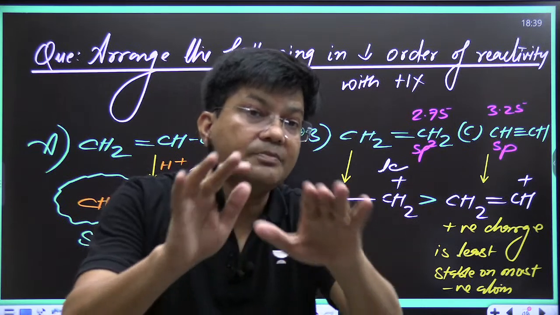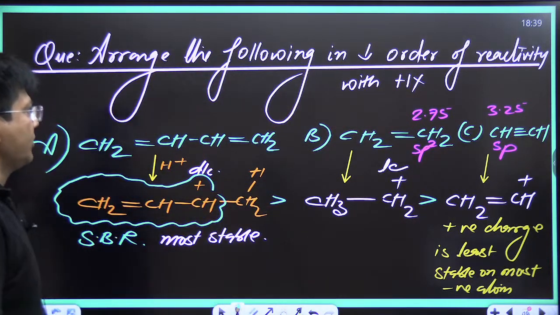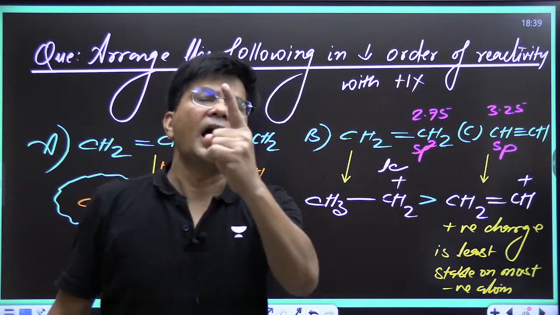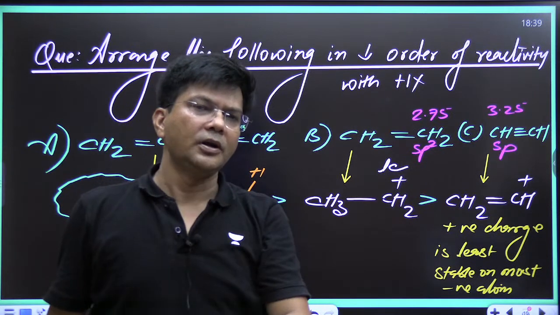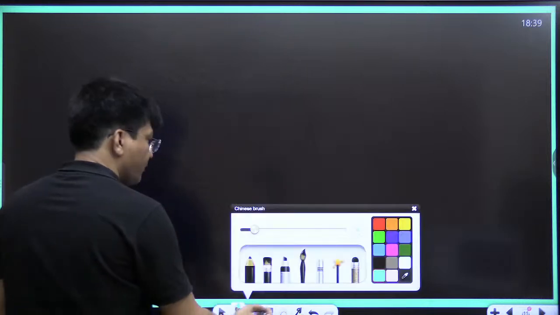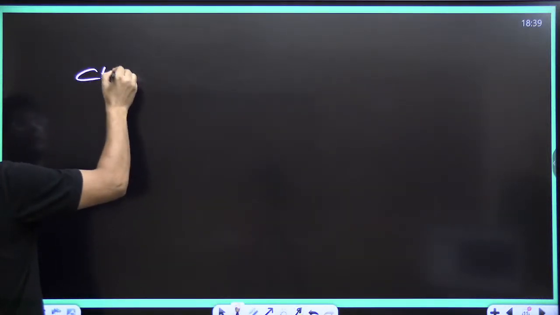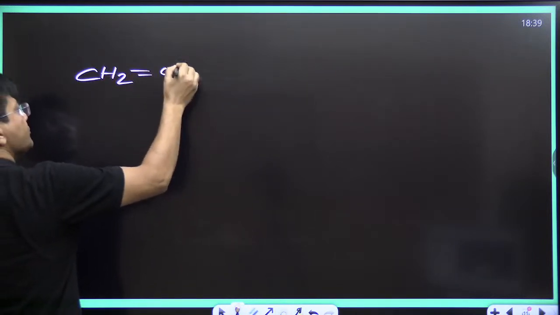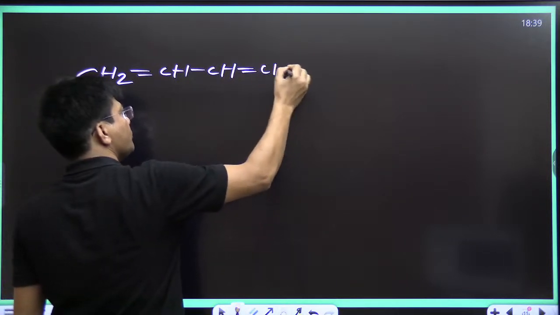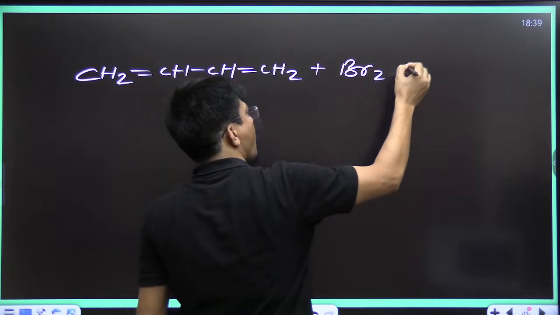Never make any mistake in your examination, my dear students. This is the order. Now, let me tell you the most important thing and the most important question. This question is really very important. If you are provided with a compound like this, CH2 double bond CH double bond CH2, and in front of this Br2 is given, one equivalent.